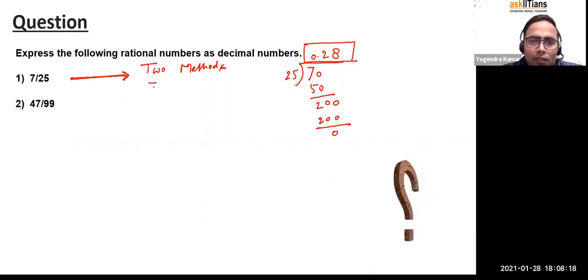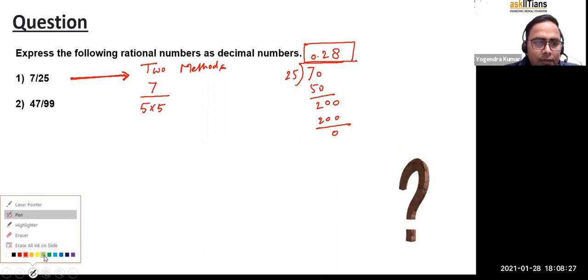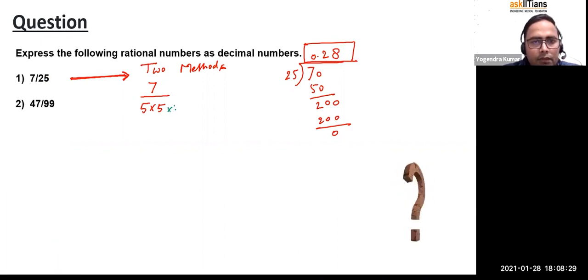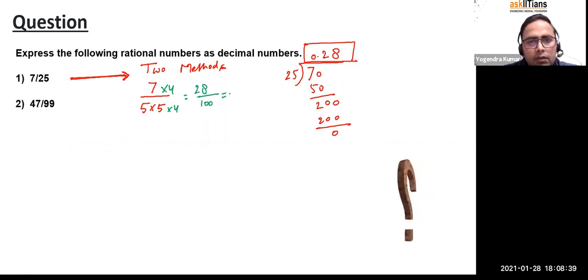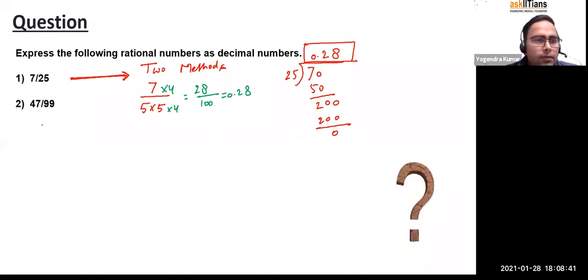Or what is the other method? 25 can be written as 5 into 5. Now what else do I need to multiply here? I need to multiply by 4. Yes, 4 I can multiply up and down. 25 into 4 will be 100, right? So 28 divided by 100, which is nothing but 0.28, right?